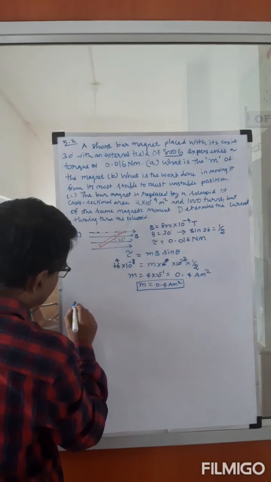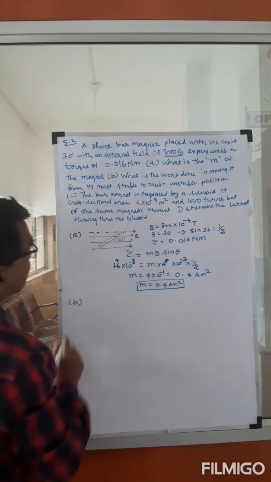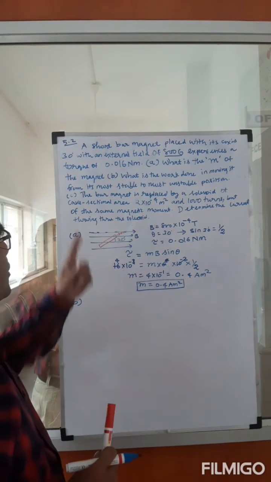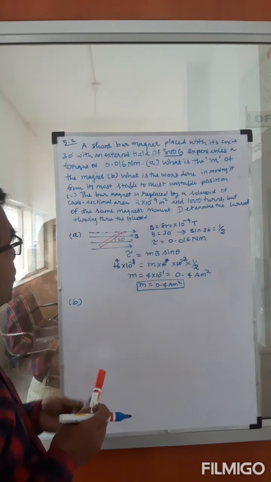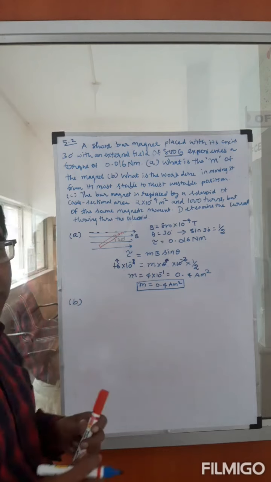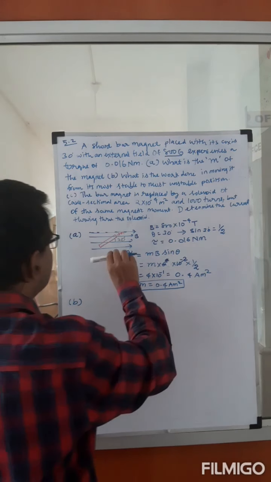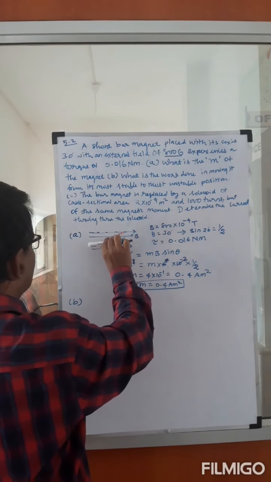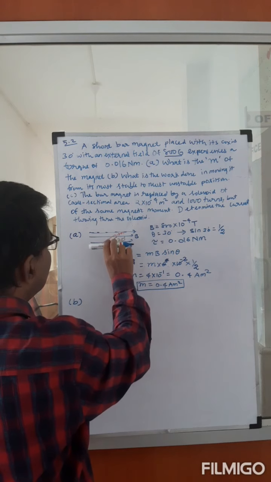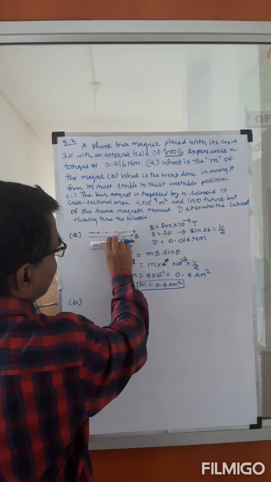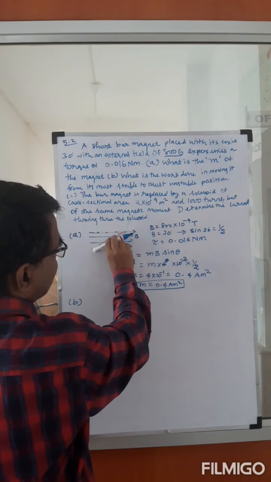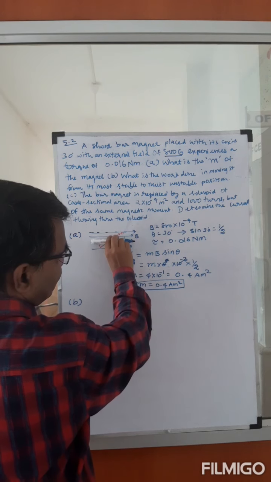Okay, what about the second part? The second part, B, is this. What is the work done in moving it from its most stable to the most unstable position? And which one would be the most stable position? When it is making an angle 0, then this would be at the most stable position, because if you disturb it slightly, it will try to come back to that position.